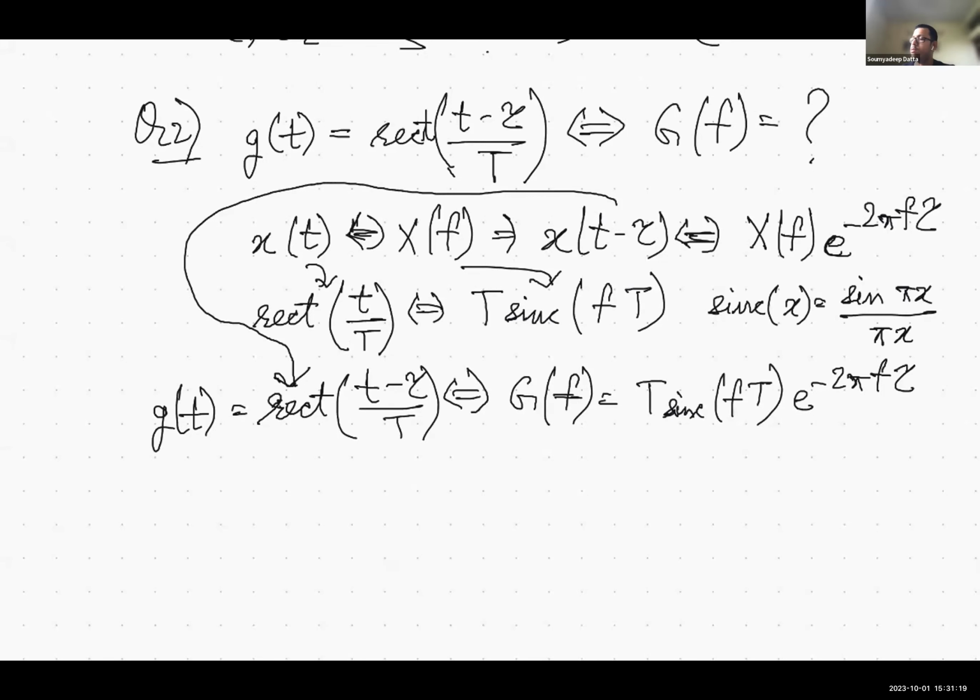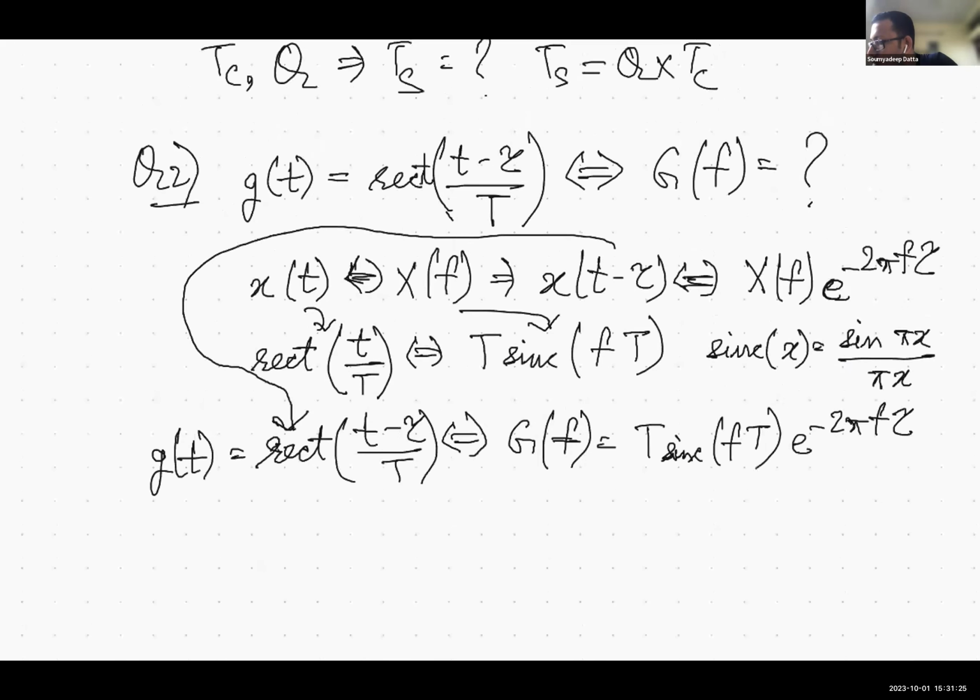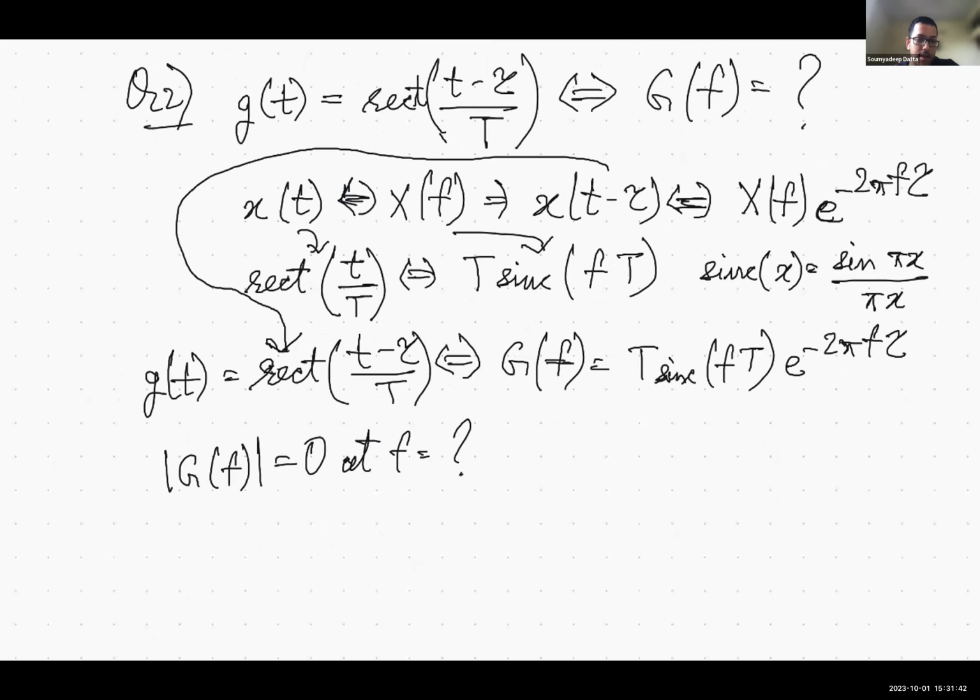So this is the Fourier transform, and now that we have it, we want to find out the roots of this. We want to find the points where mod of G of f is equal to 0. At what value of f? So let us see.